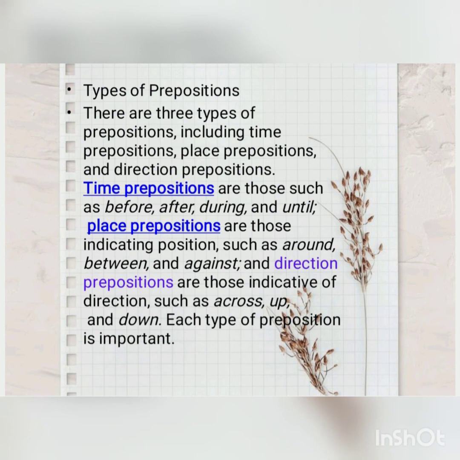Let's see the examples of time preposition. The examples are before, after, during, and until. Next, examples of place preposition are those indicating positions such as around, between, and against. Next is direction preposition. Direction prepositions are those indicative of direction such as across, up, and down. Each type of preposition is very important.